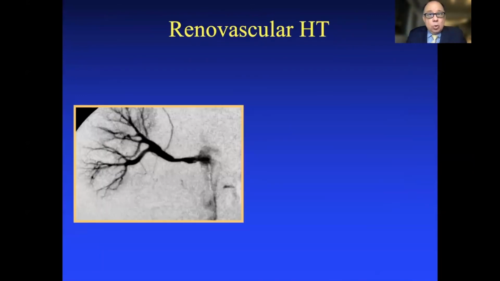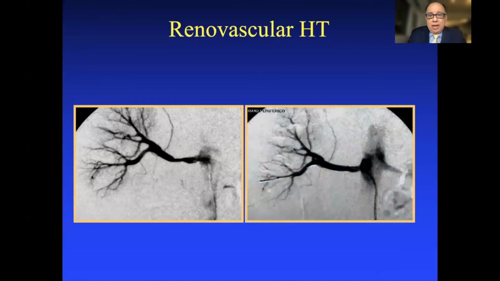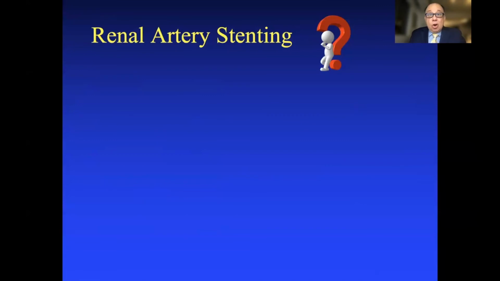In the past, we sent these patients directly to the hemodynamic lab in order to do an arteriography, but not for diagnosis, but to repair the artery with a stent. Is it currently a good practice to place a renal artery stent?